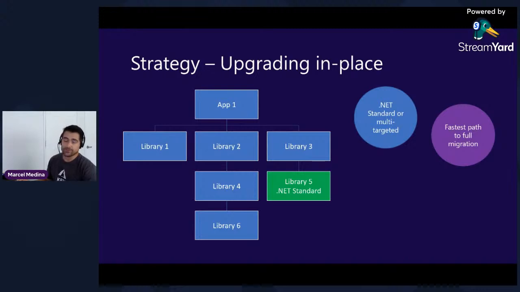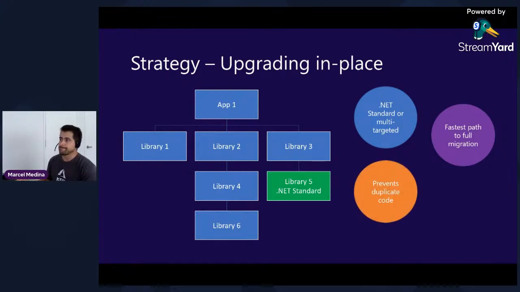This is the fastest path to full migration, because you're doing it in place and making sure that things are working. And with that, we're preventing duplicate code. You're not creating something new. You're just replacing existing things and making sure that they work. If things fail, you fail forwards, which means you don't have a rollback option here. So you're just making sure that things work, and if failures happen, you need to fix them.